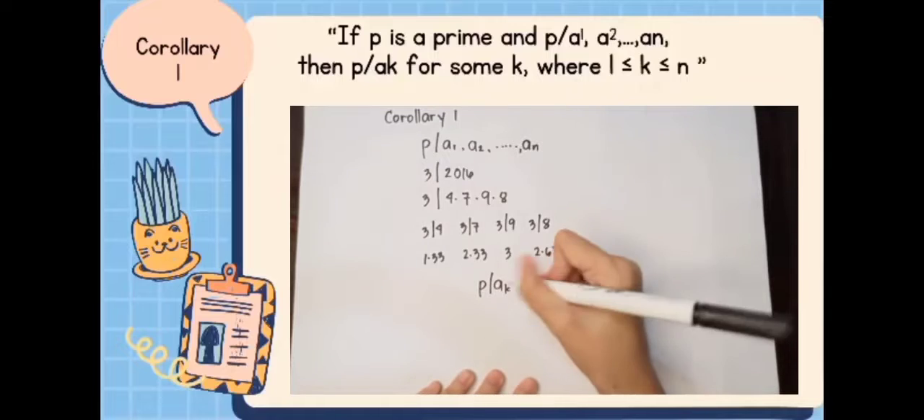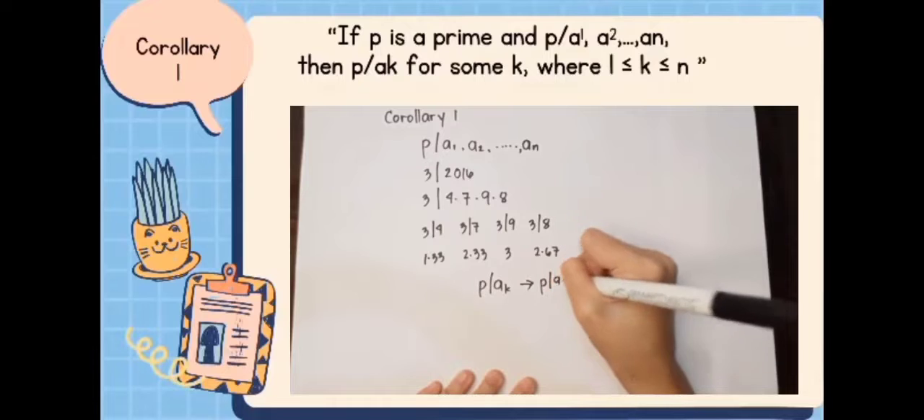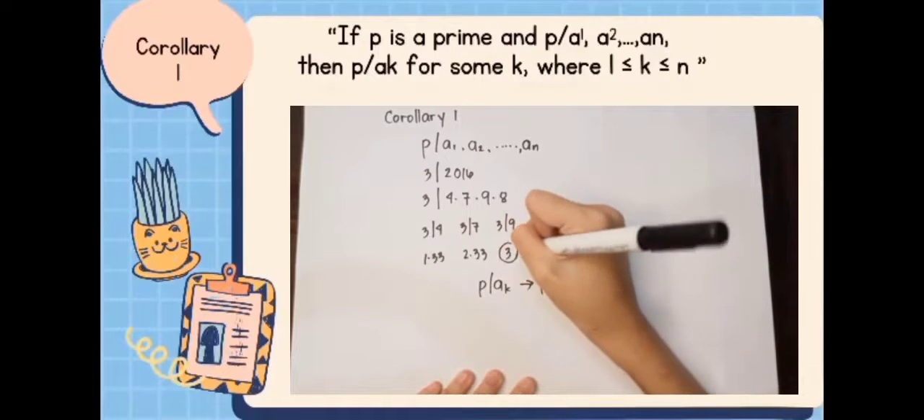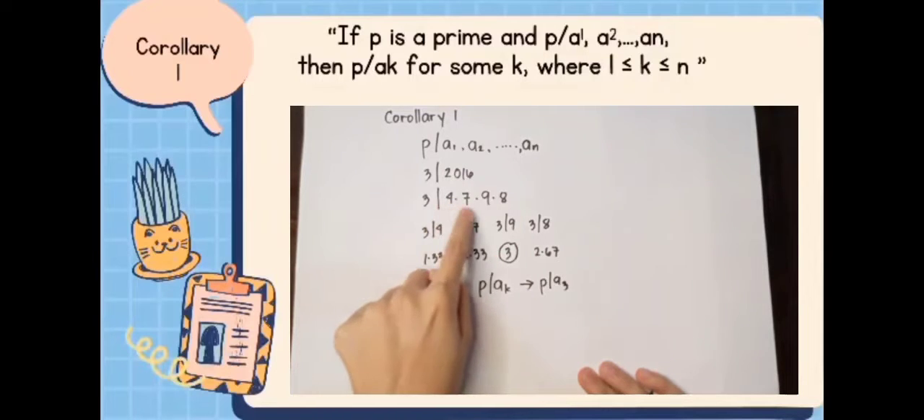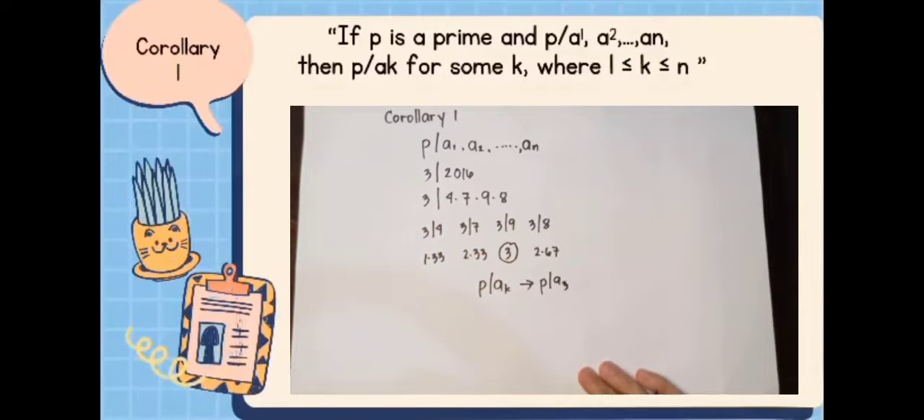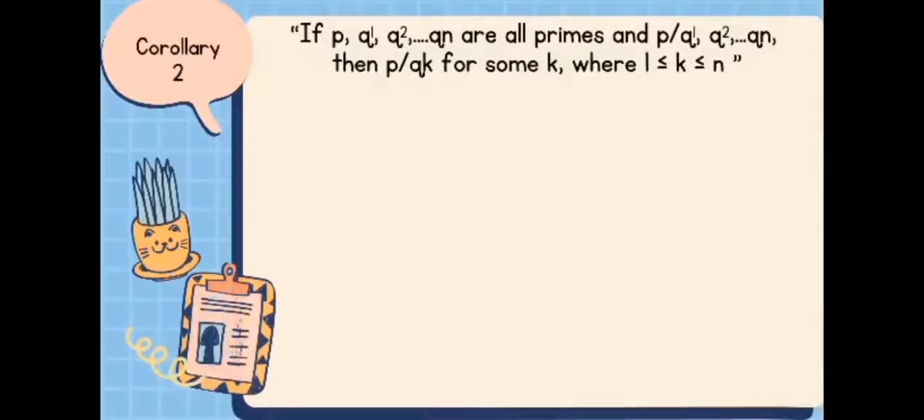Going back to the theorem, P divides A sub k. That k could be A sub 1, A sub 2, and so on. In this case, our 9 is A sub 3. Therefore, P divides A sub k is P divides A sub 3. I hope I am understood. Going on to Corollary 2, which is basically the same as Corollary 1, only that all the factors of the assumed numbers are prime numbers.